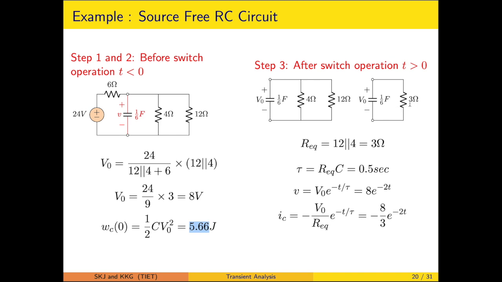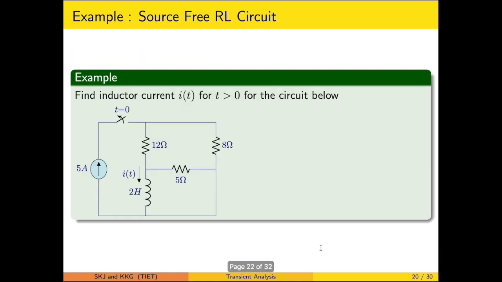Once the equivalent R and the capacitor are known, we can calculate the time constant. Thereafter, we will be able to calculate the behavior. So this is the initial voltage 8, time constant 0.5, so the relationship follows, and finally we can calculate the capacitor current. Take the other example for the RL circuit.